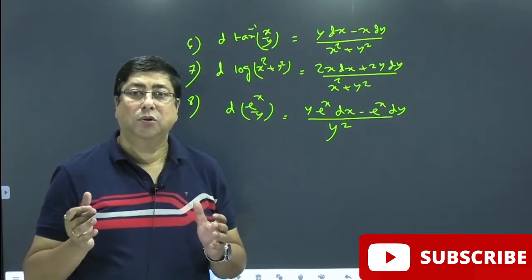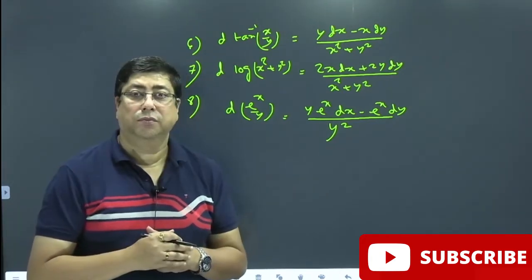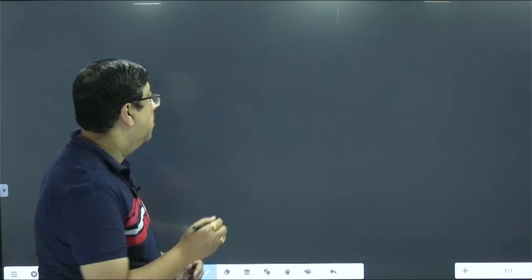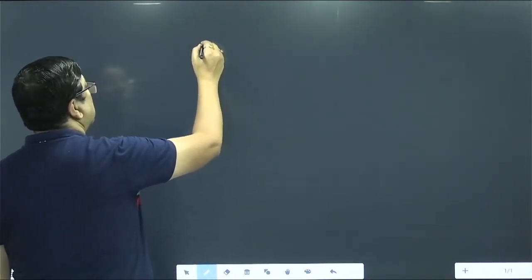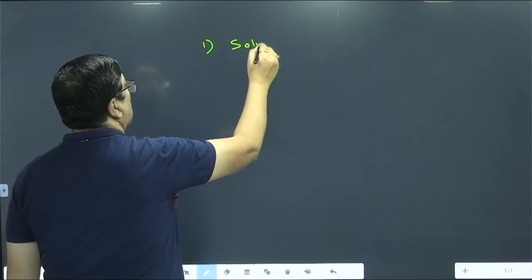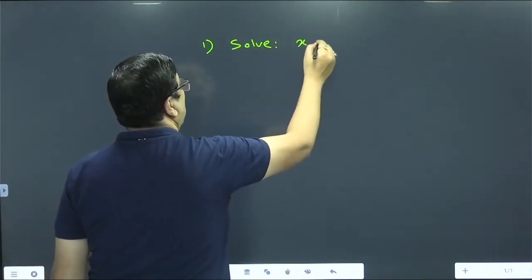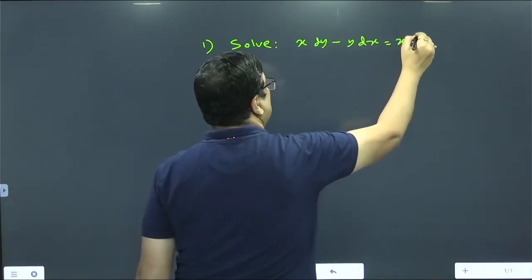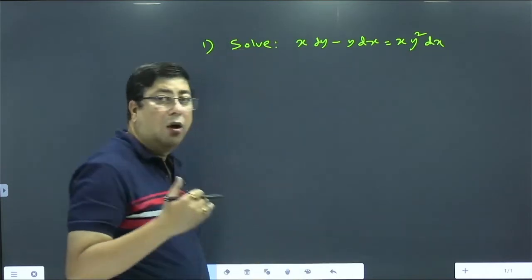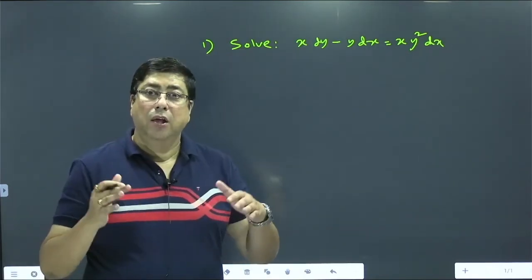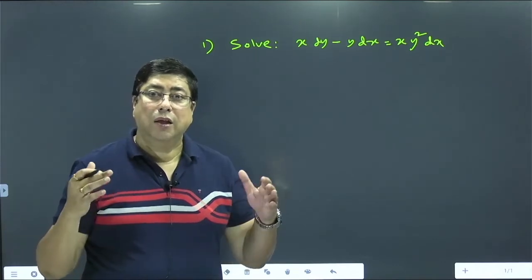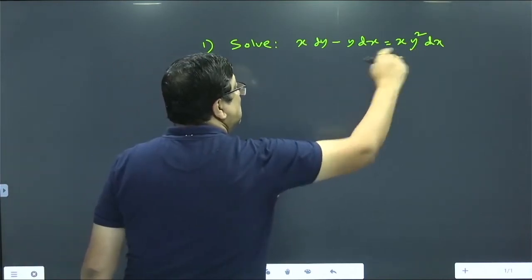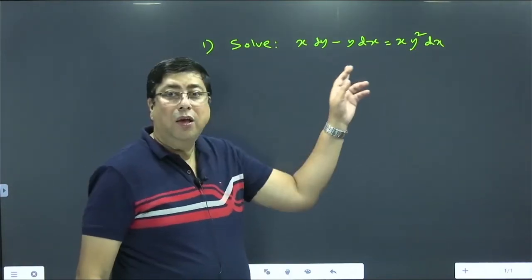So I'll give some examples so that this becomes easier for us. So let's do some examples on inspection method. Solve x dy minus y dx equals x y square dx. So how to solve the sum? We have to arrange in that form so that we can get some linear form. So let us see. In this case, since x dx is there, we have to divide by y square.